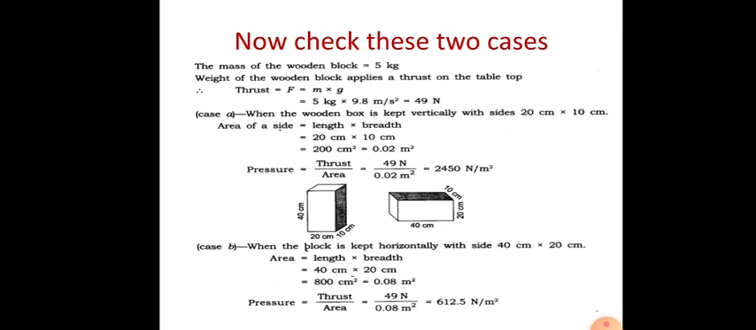The force is equal to 49 newton. Now, the pressure in the first case is calculated as 2450 newton per meter square, whereas in the second case it is 612.5 newtons per meter square. Thus, we conclude that when the surface area under contact is more, the pressure is less.